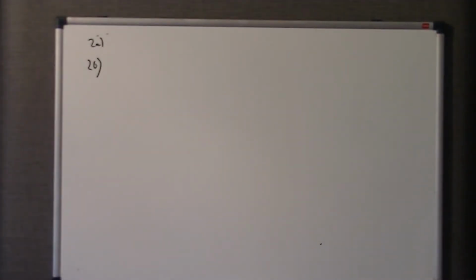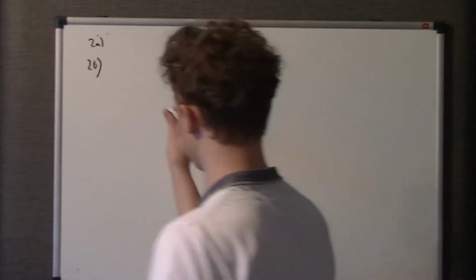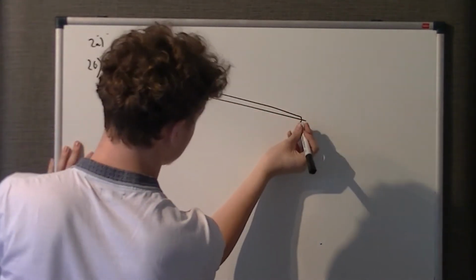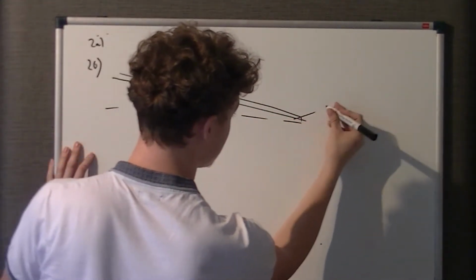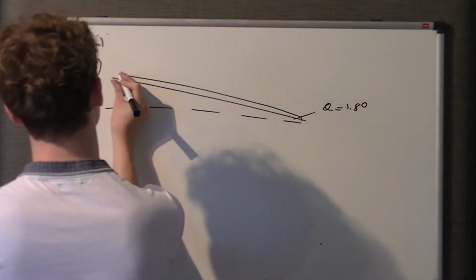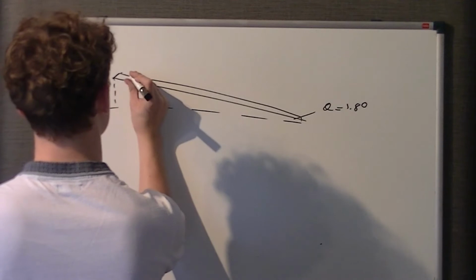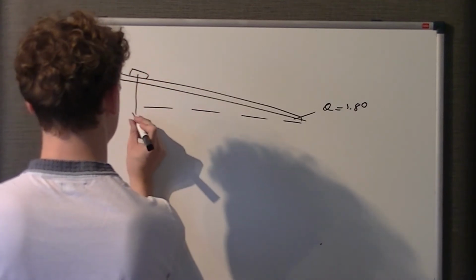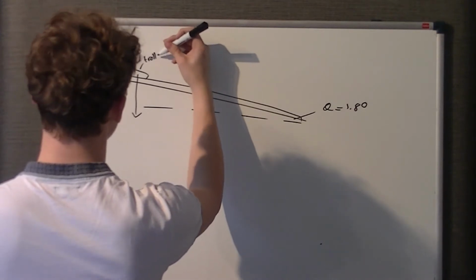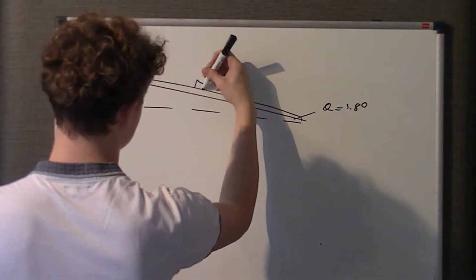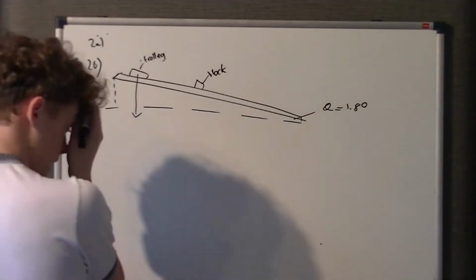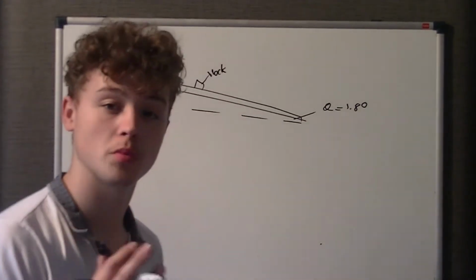2B. Right, I'm going to draw out the thing that it gives you. So it gives you something like this. Theta equal to 1.8 degrees. It gives you the trolley, and it gives you a block. And it says the mass of the trolley is 0.2 kilograms.